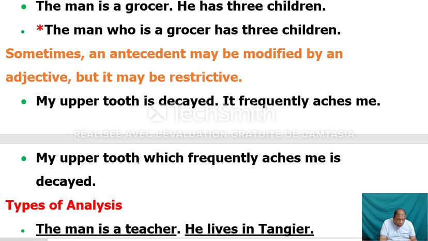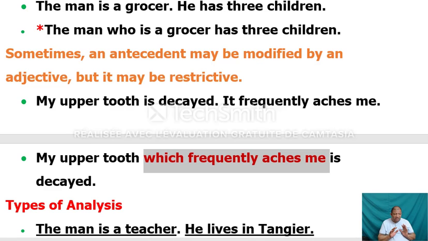Therefore, my upper tooth, which frequently aches me, is decayed. So this adjective clause, if we omit it, we are not going to understand. My upper tooth is decayed. Which one are you talking about? In order to make it clear, you should add which frequently aches me.